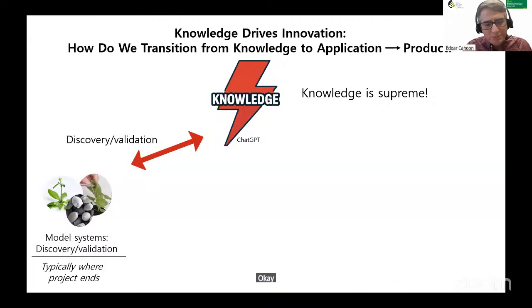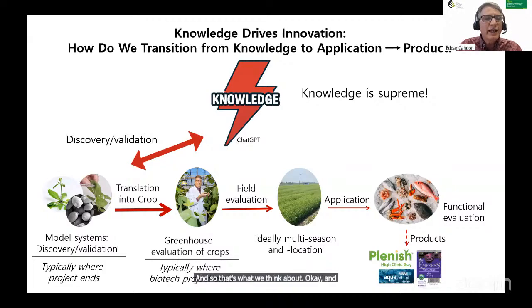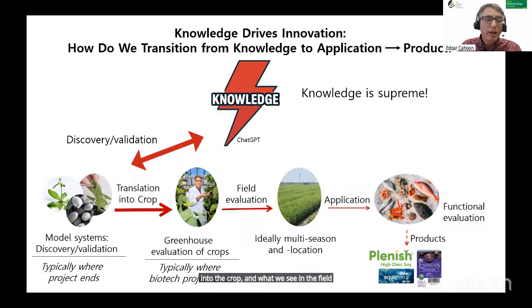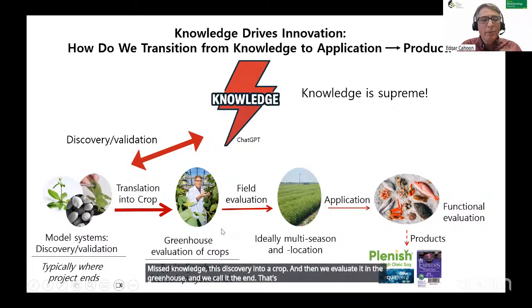Okay, so really for knowledge to have impact, it needs to be translated and used for something. And so that's what we think about. Many of the discoveries we make in model systems don't always translate into the crop and what we see in the field when we apply it. So many of us will translate this knowledge, this discovery, into a crop, and then we evaluate it in the greenhouse, and we call it the end. That's the end. We publish our paper in Plant Biotechnology Journal, and we're all happy.